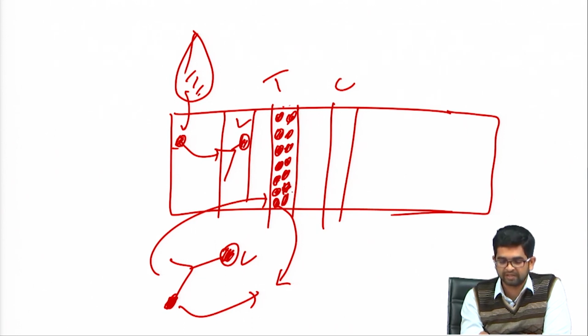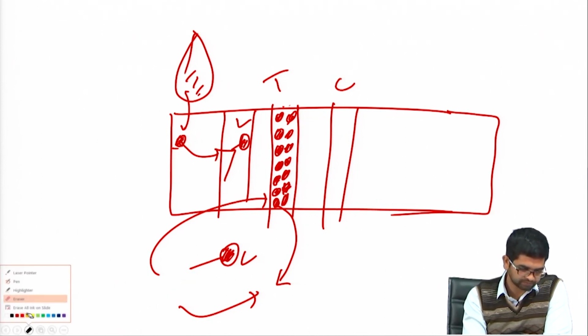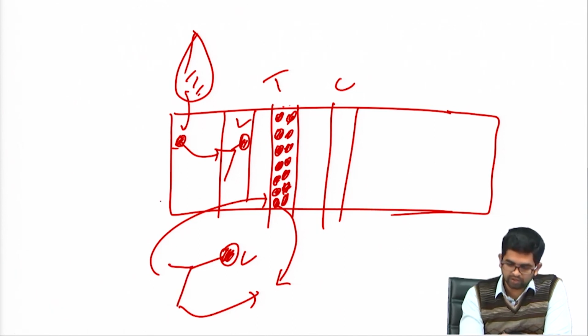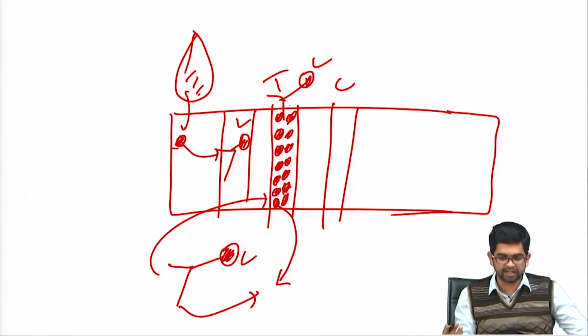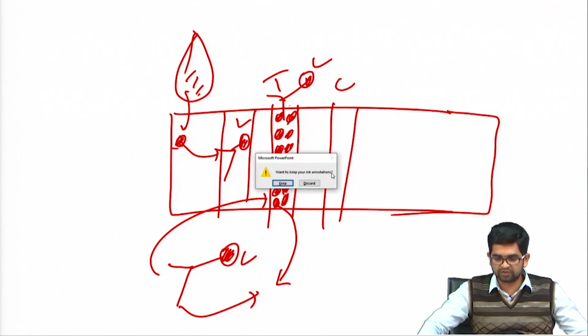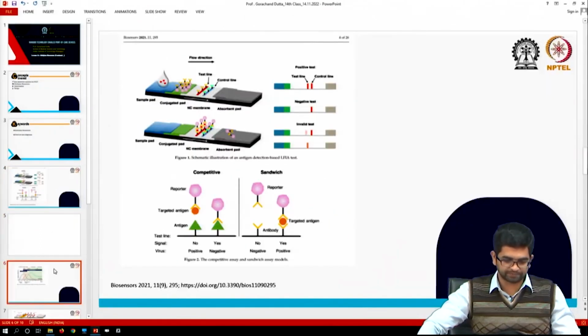It is already present. But see, if you don't have the target in your sample, then this one will come and definitely it will bind here, and it will show the color. So this is the opposite phenomenon. And this is just a design you can use for your biosensor development, just for example.